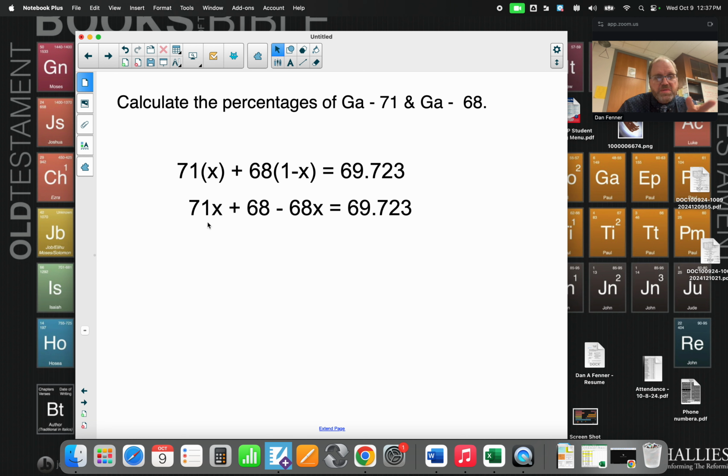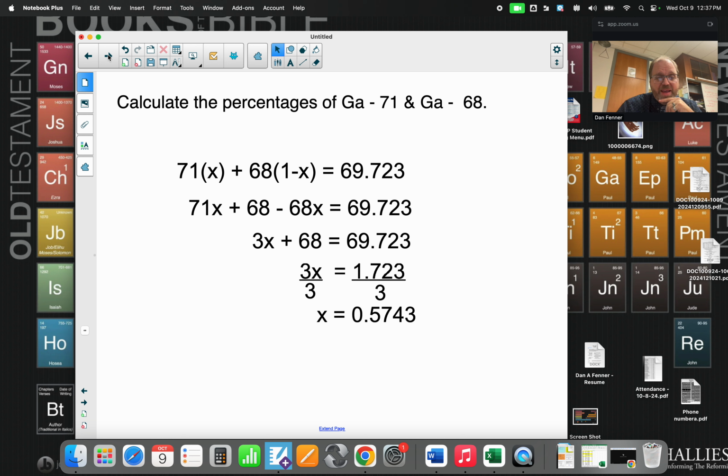Now combine like terms. I have 71X and minus 68X. Those are both X's. 71 minus 68, and I get 3X plus 68. Now I want to move that 68 to the other side, so I'm going to subtract 68 from both sides. If I subtract 68 from both sides, I get 3X is equal to 1.723. I want to get X by itself now. I'm going to divide both sides by 3. If I divide both sides by 3, I get X equal to 0.5743.